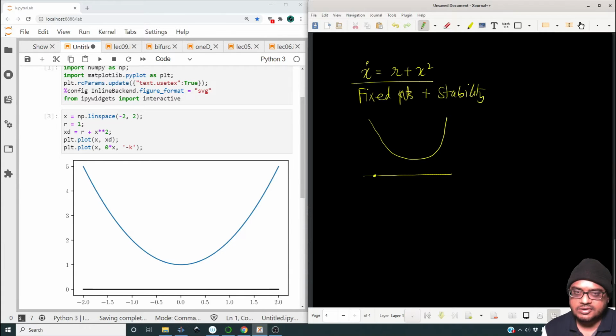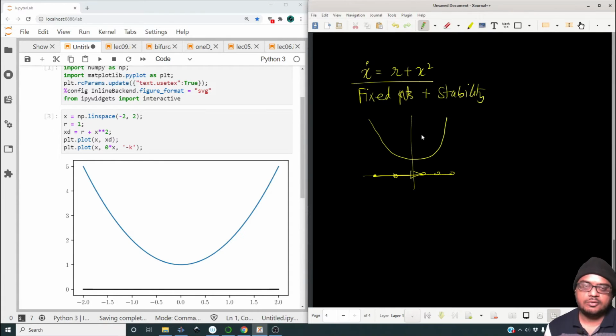So all the initial conditions over here will be accelerated towards the right, because for all points, everything is headed towards the right. All the x dots at all these points are positive, and hence all the flows are towards the right.